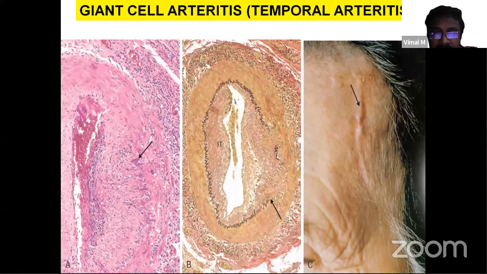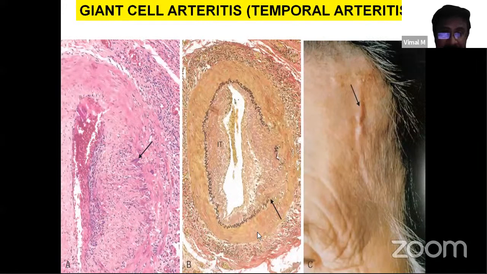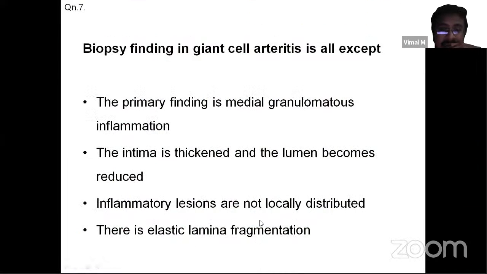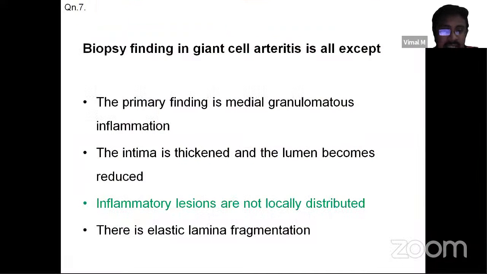And the third and fourth options are about fragmentation. See here, there is elastic lamina fragmentation. Yes, there is elastic lamina fragmentation. The option that says the inflammatory lesions are not locally distributed is wrong, because it is actually a locally distributed lesion. The lesions are seen only in the blood vessels, and mainly around the intima. The granulomas will be located more in the intima only. So this option is the wrong option.